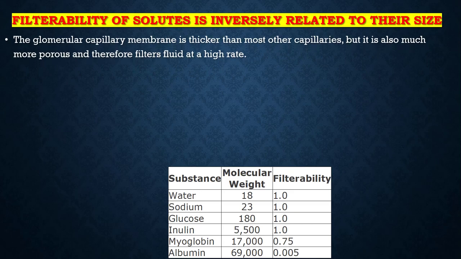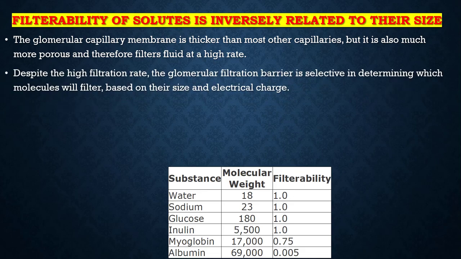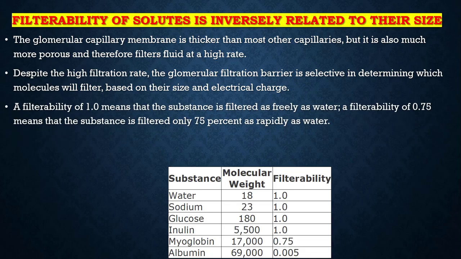The glomerular capillary membrane is thicker than most other capillaries, but it is also much more porous and therefore filters fluid at a high rate. Despite the high filtration rate, the glomerular filtration barrier is selective in determining which molecules will be filtered, based on their size and electrical charge.